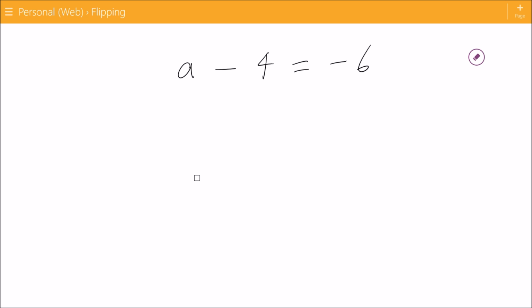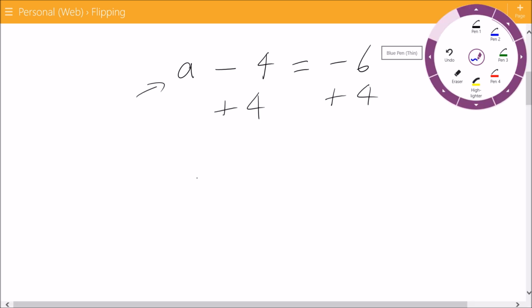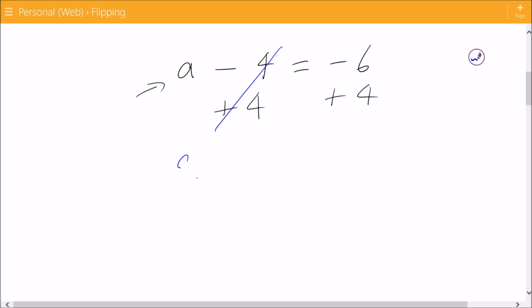Sorry. A minus 4 equals negative 6. Well, think about what I would do here. How would I isolate my variable? I can add 4 because I'm subtracting. That's the opposite. I'm going to add 4 to both sides, again, to preserve the equality. Now these two cancel out, so I just am left with A equals negative 6 plus 4.